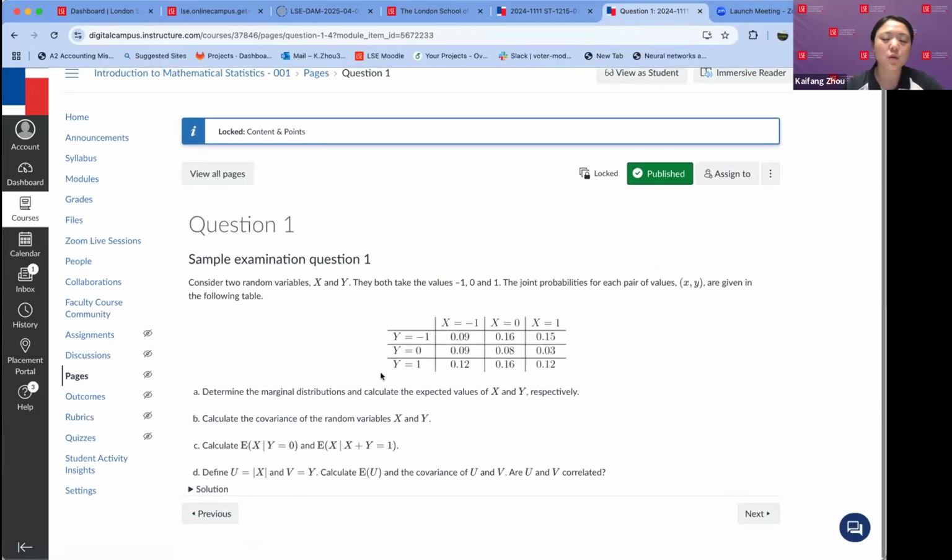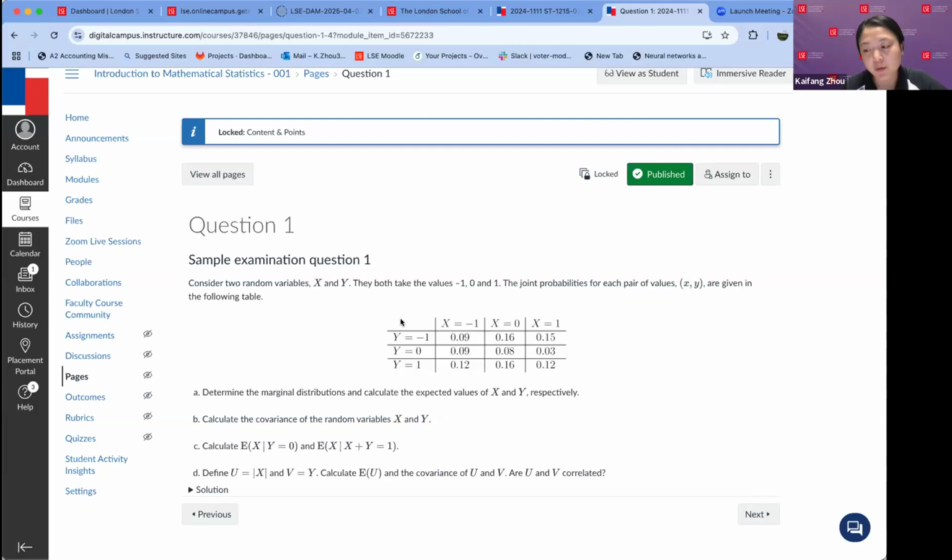Okay, so this is a very classic exam question that we often have in the final exam. This is the question that you probably will see in your final exam. We'll give you a joint probability table, and then from the joint probability table, we ask you to determine the marginal distribution for random variable x and then y, and then we'll ask you to compute the expected values, okay?